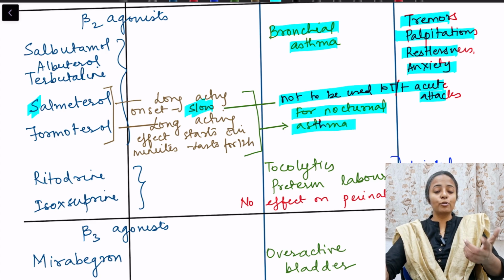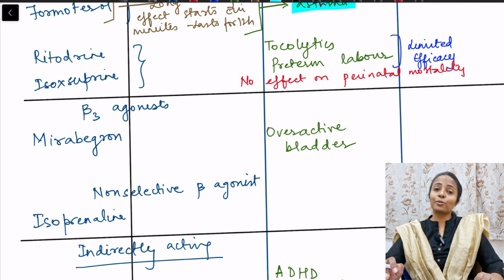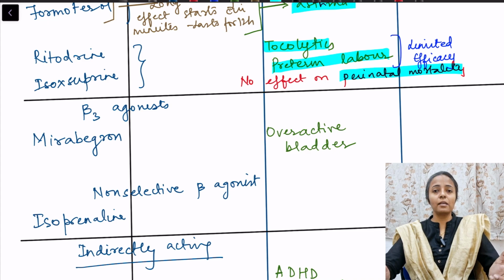Okay, I told you salbutamol, albuterol, terbutaline, they are short acting and their action lasts for 4 to 6 hours. Salmeterol, formoterol, long acting, action lasts for 12 hours. Okay, then we have ritodrine and isoxsuprine, which I told you they act on some other organs. So they act on the uterus and they can be used as tocolytics. Okay, tocolytics, that is relaxation of the uterus. So they can be used for preterm labor where they will cause the relaxation of the uterus. But still no efficacy has been found. In fact, there is no effect on perinatal mortality. So obviously if there is no effect on perinatal mortality, they are hardly used.